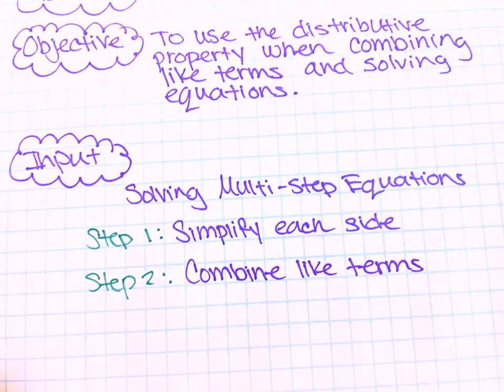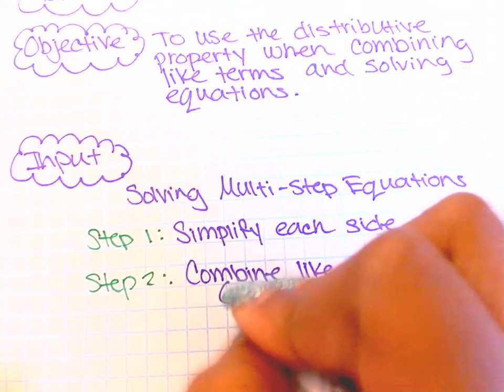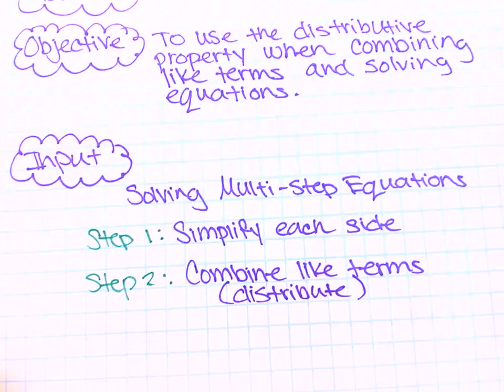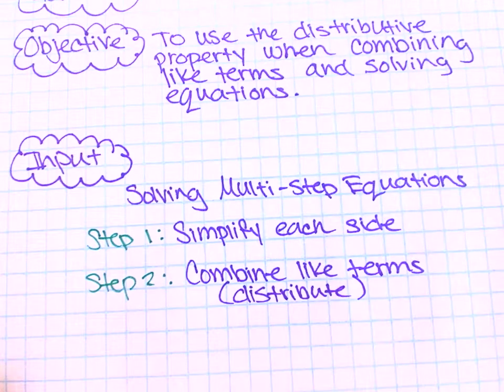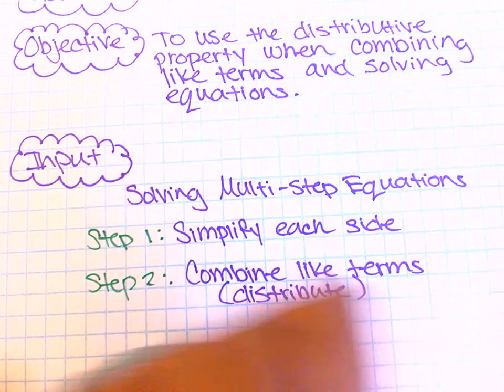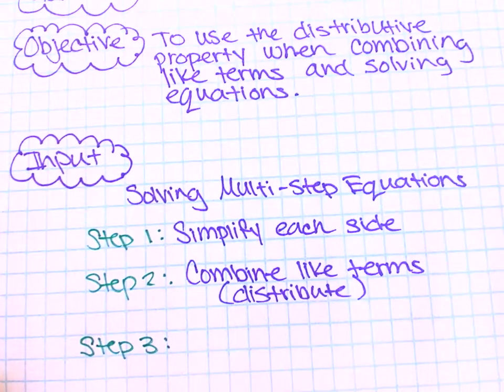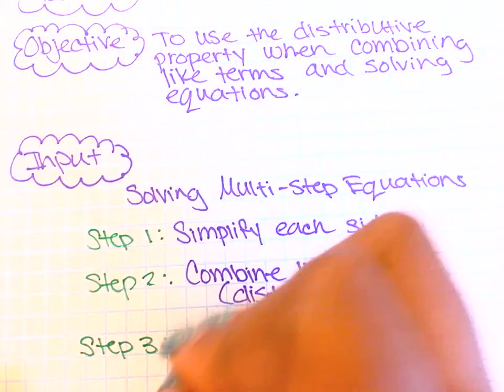When you combine like terms, this could mean that you might use the distributive property. You'll distribute if it's necessary. Sometimes in the problem it's not necessary. And step number 3, you're going to isolate the variable.